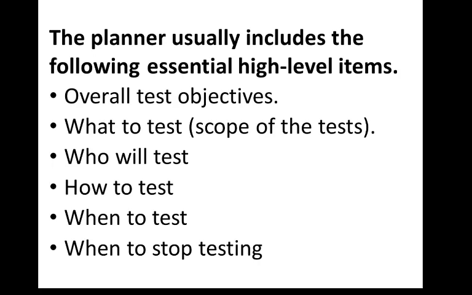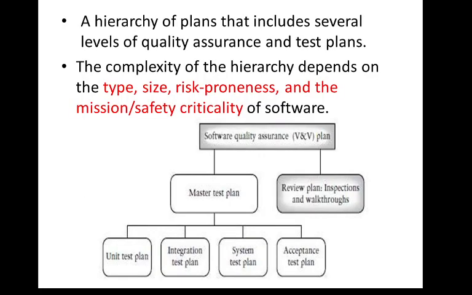Next, who will test? Who are the personnel responsible for the test? How to test? What strategies, methods, hardware, software, tools, and techniques are going to be applied? What test document deliverables should be produced? And when to test? What are the schedules for the test? What items need to be available? How to stop it? It is not economically feasible or practical to plan a test until all defects have been revealed. So these are the essential high-level items for planning a test.